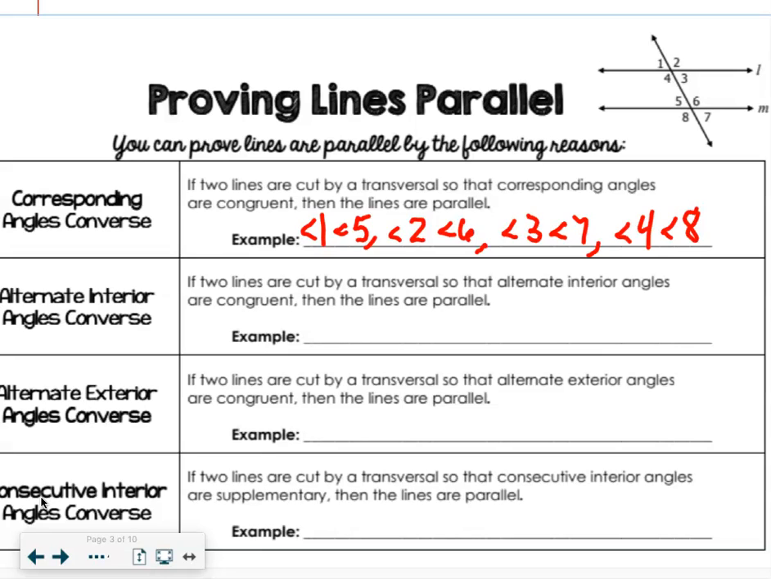Okay, if alternate interior angles are congruent, then lines are parallel. So what are my alternate interior? 4 and 6. Yes. 3 and 5. What about our alternate exterior? 1 and 7. 2 and 8.